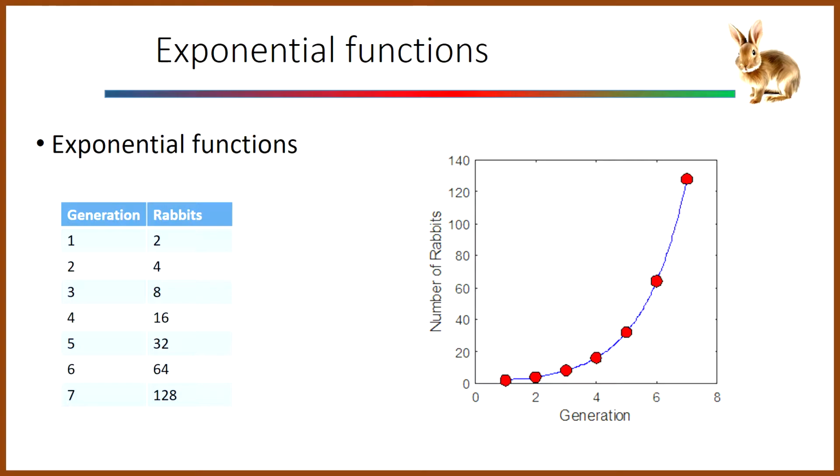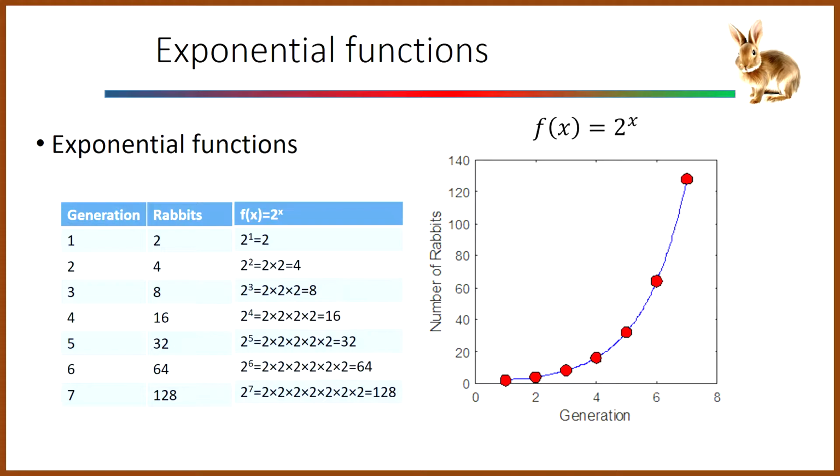This rapid population growth can be quantified using an exponential function. An exponential function is a function in which the input variable is in the exponent of the equation. We could write this equation as f of x equals 2 to the x. Now let's check to make sure that this actually fits our data. 2 raised to the first power is just 2, so it is equal to 2. That checks out. 2 raised to the second power equals 2 times 2, so that's equal to 4, and that checks out.